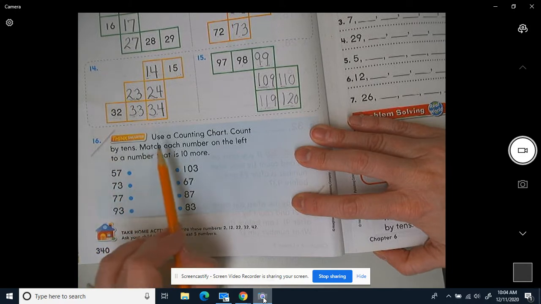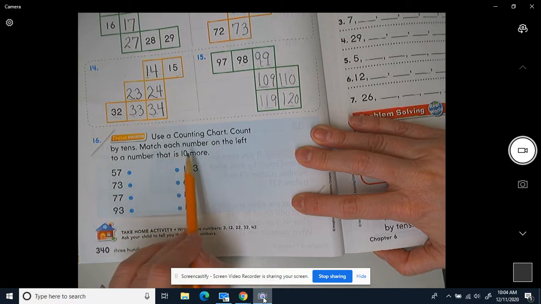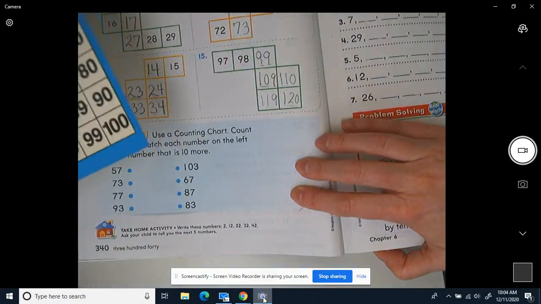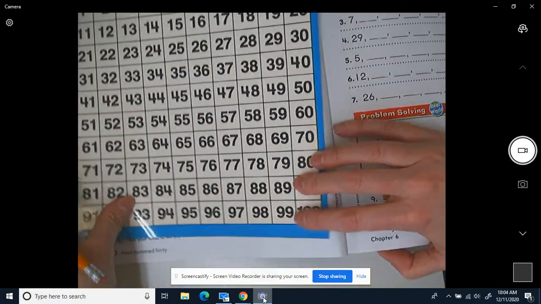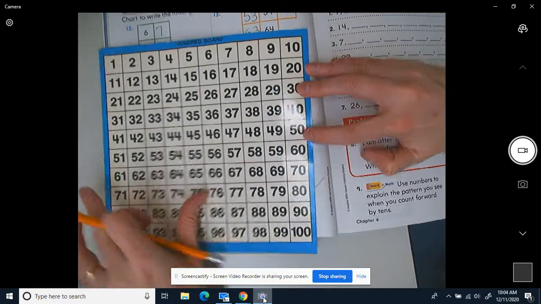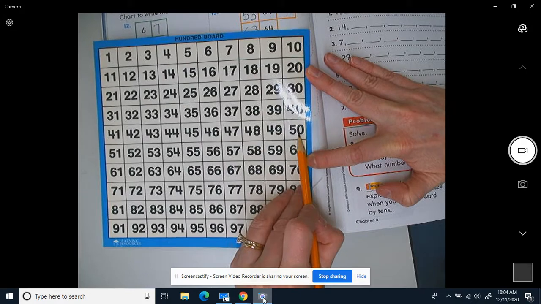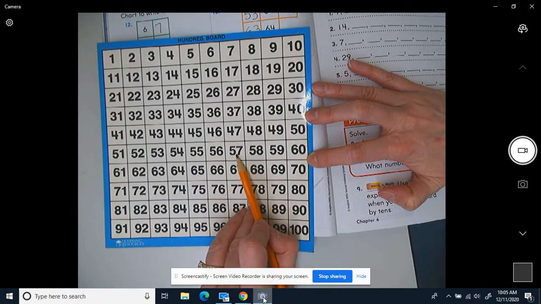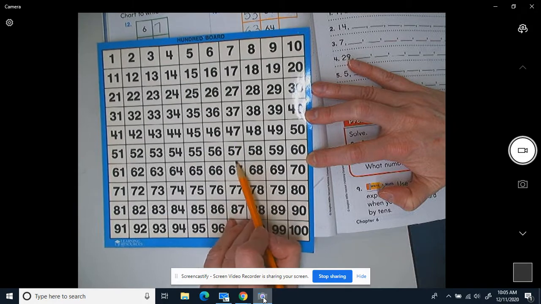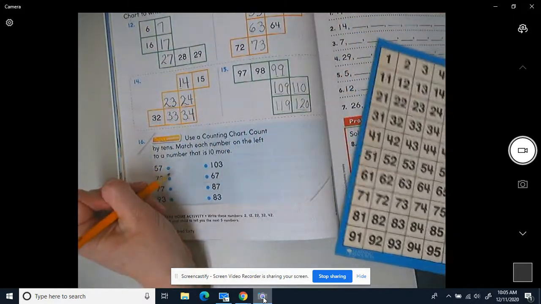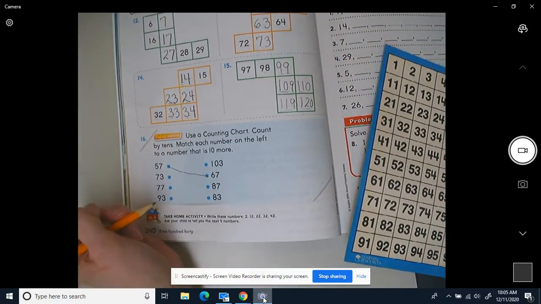So down here, use a counting chart, count by tens, match each number on the left to a number that is 10 more. So they want us to look at this time. So I'm going to find 57. Do you see it on there? Let's see. I need to make my chart just a little smaller, I think, so we can see it all. So 57. Well, here's 50, right? 10, 20, 30, 40, 50. And then here's all the 50s. So 51, 52, 53, 54, 55, 56, 57. We want to find what's 10 more than that. Do I go to the right, the left, up, down? Where do I go? To count 10 more, I go down the 100 chart. So I have 57, 67, don't I? So I can draw my line 57, 67.